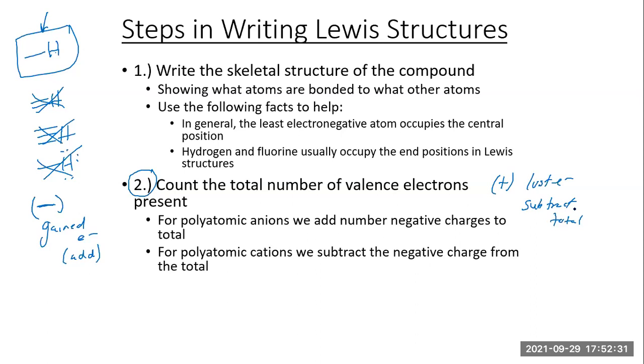You need to get the total number of valence electrons in the entire molecule. A reminder that that number is exactly the number of electrons you need to have in your picture. You can't have any more, you can't have any less. You need to hit that number dead on.